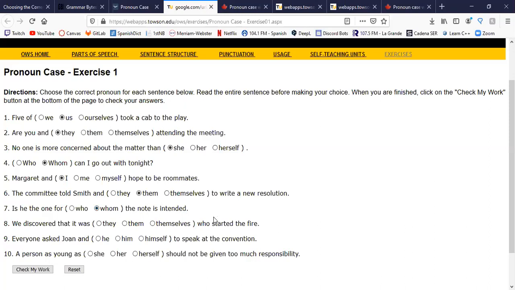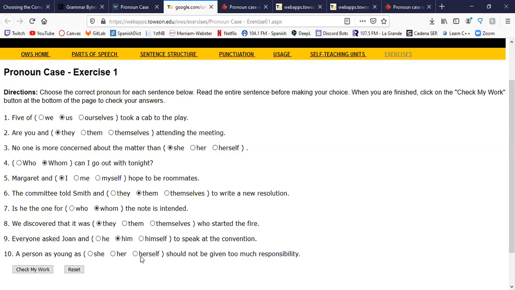Okay, number 8. We discovered that it was blank who started the fire. So pause the video and think. So we discovered that it was they who started the fire. Number 9, everyone asked Joan and blank to speak at the convention. So which one would it be? Okay, so the correct answer here is everyone asked Joan and him to speak at the convention.